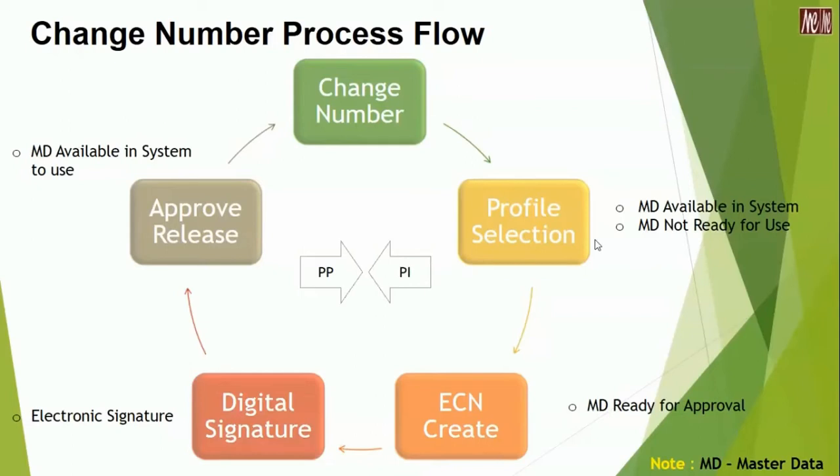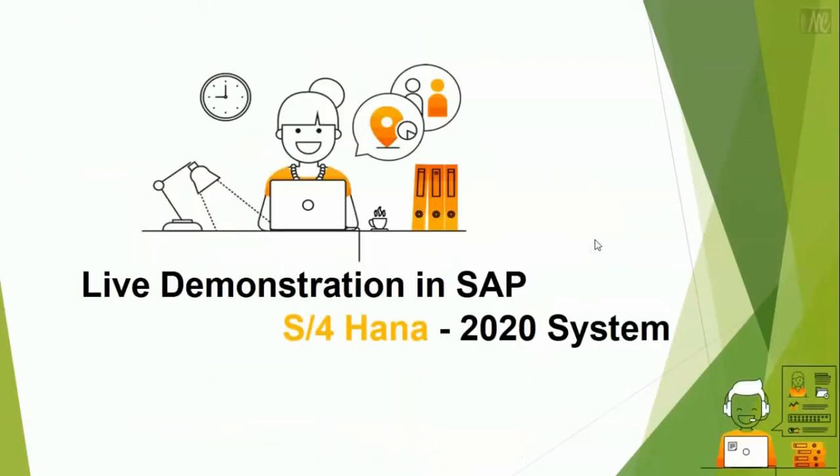Second, once the master data is created in the system after the profile selection, it goes forward for the approval process, and that approval process is carried out through the electronic signature. Once the electronic signature has been carried out, this particular ECN is released in the system and available for the necessary use. Let's understand this through the systematic process, and we are going to demonstrate it in the SAP S4 HANA 2020 live system.